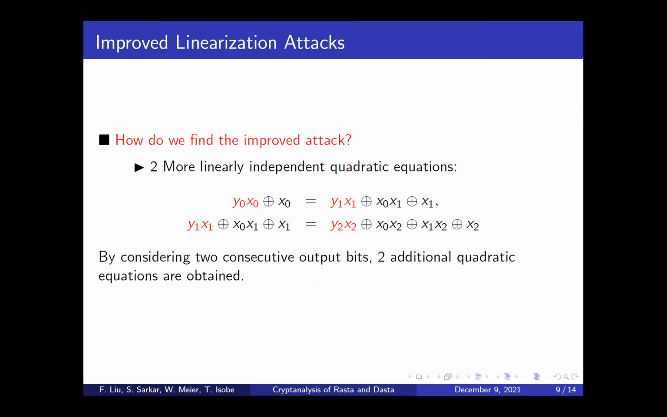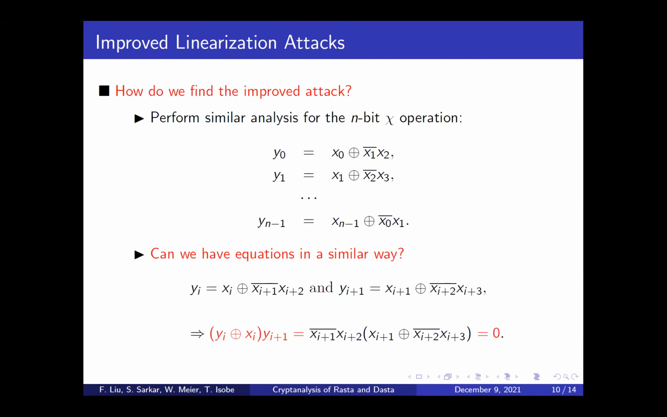In this work, by considering 2 consecutive output bits of the LowMC S-box, we can obtain 2 additional quadratic equations to describe this S-box. This motivates us to consider whether a similar analysis can be performed for the n-bit chi operation. To do this, we list the expressions for the chi operation.